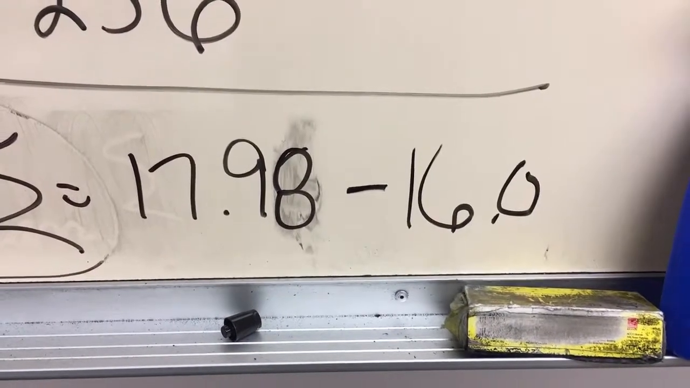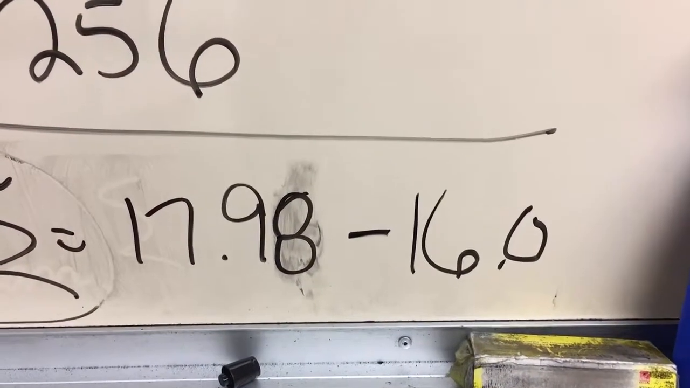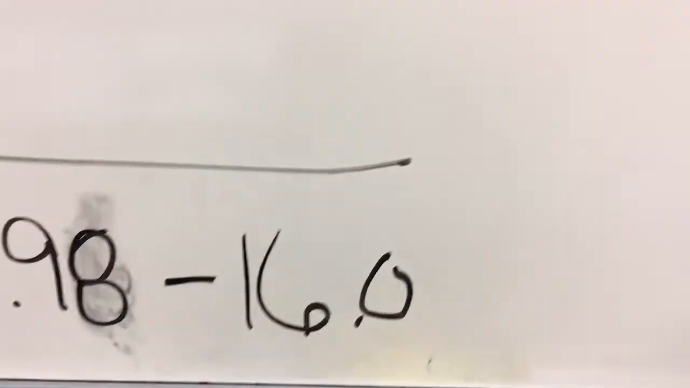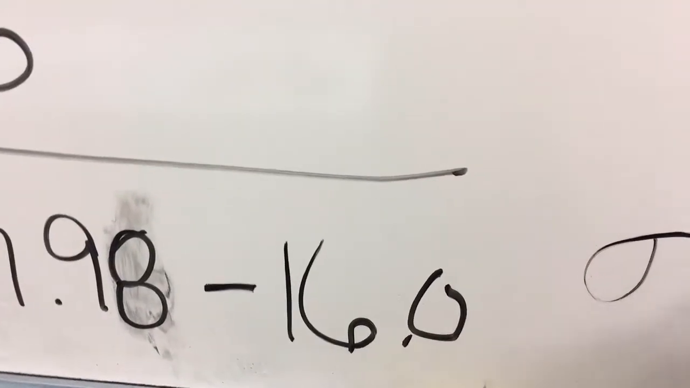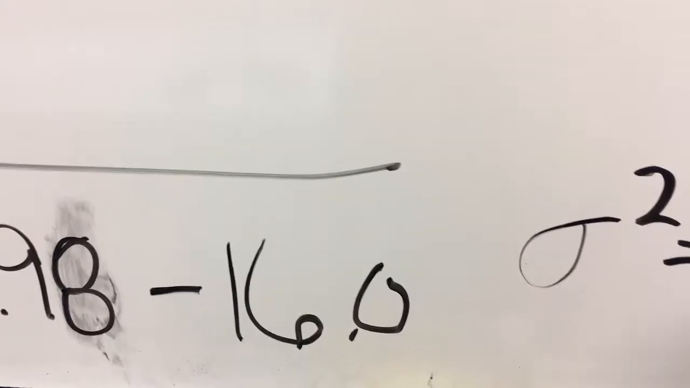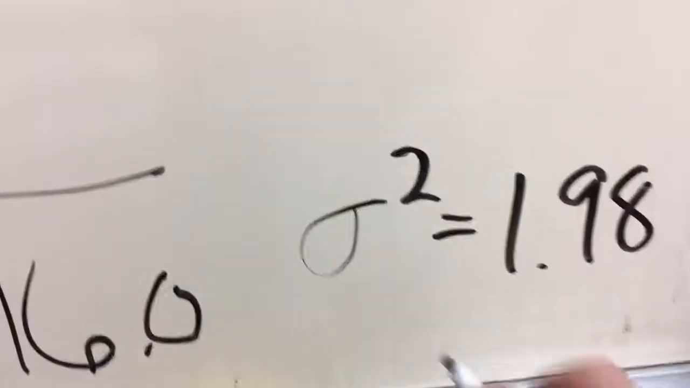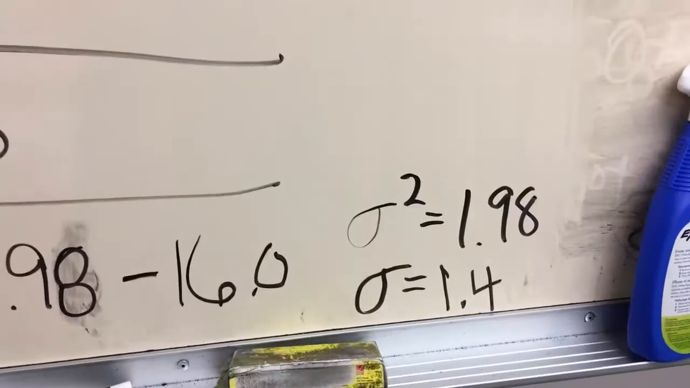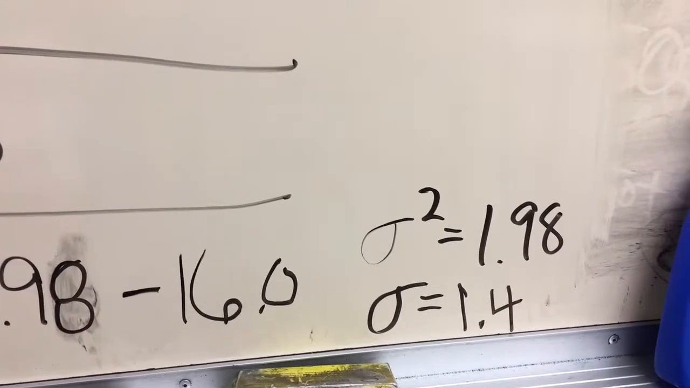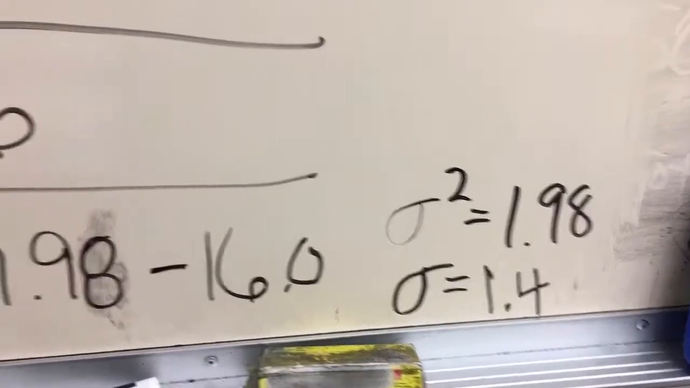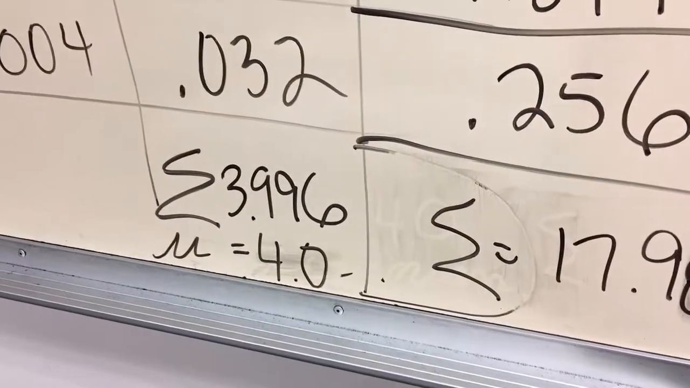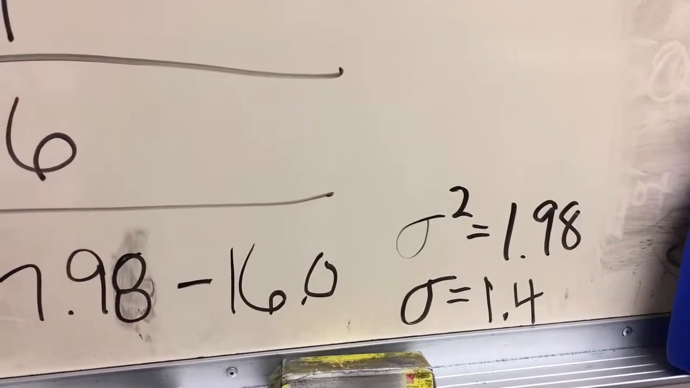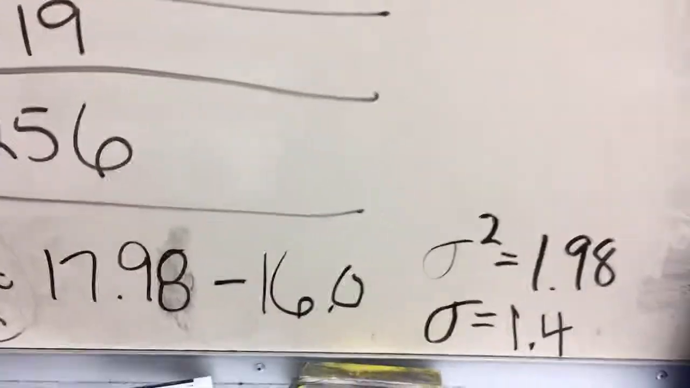And remember, I can only have one decimal place accuracy there. So minus 16.0, which is going to give me 1.98. So I've got sigma squared is 1.98. And then I have to take the square root of that to get my sigma. So sigma is going to be the square root of 1.98. And when I do that, I get a standard deviation of 1.4. So to recap, after all that, we had a mean of 4.0. We had a standard deviation of 1.4. And that is correct according to your answer key.